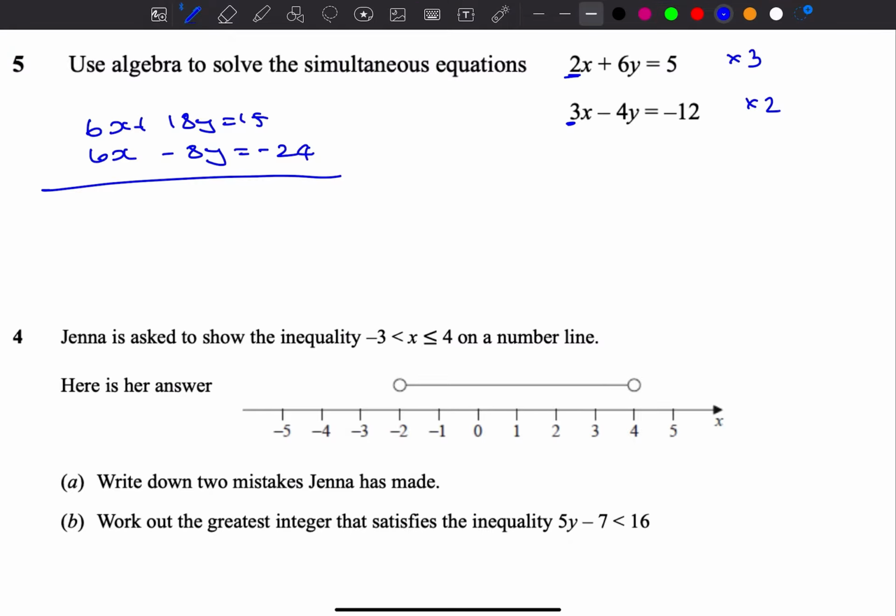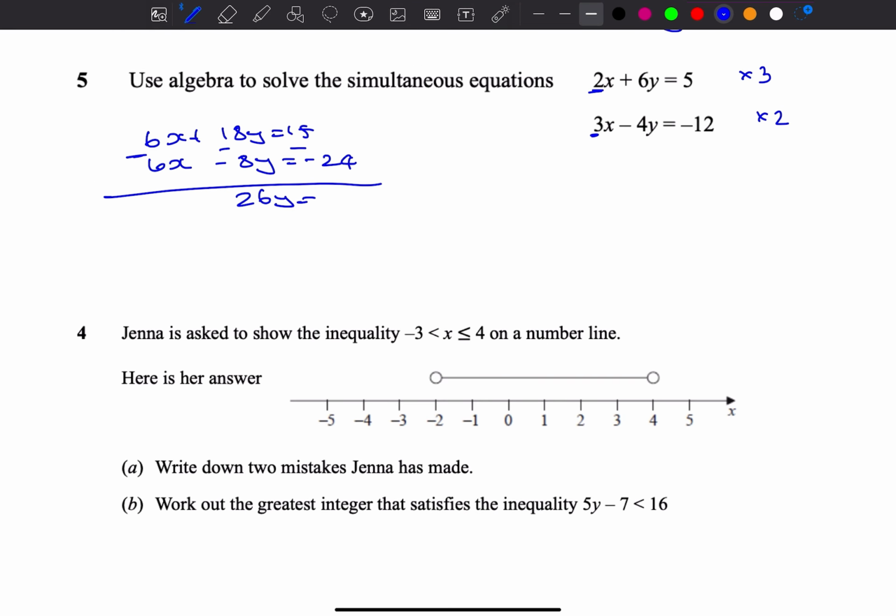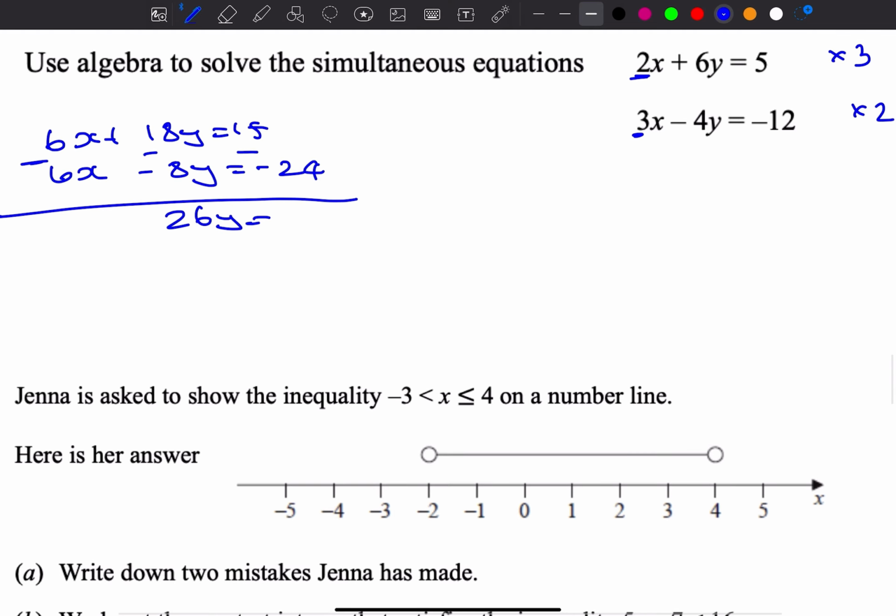Then you always take away. It's easier. Always take away. That cancels. That's 26y. Why? Because negative technically here and here, a negative is a plus. 15 add 24 is 39. Y is 39 divided by 26, which is 1.5.